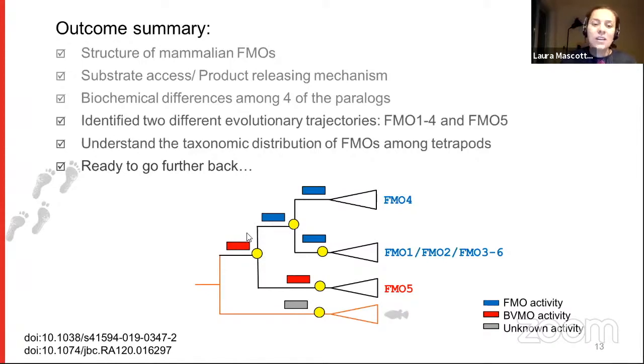Of course, it's not black and white. This has slightly different properties, but now we are working on understanding where the substitutions occurred in that branch that led specifically to the function switching in the protein family.